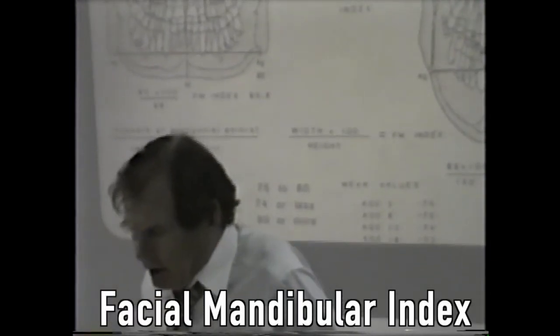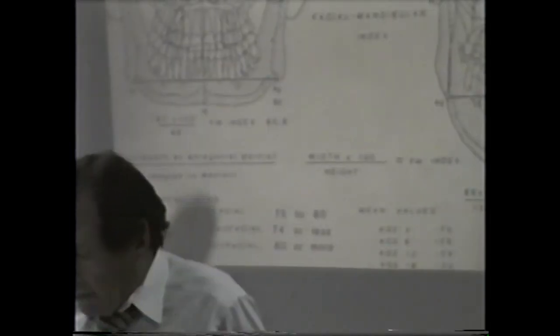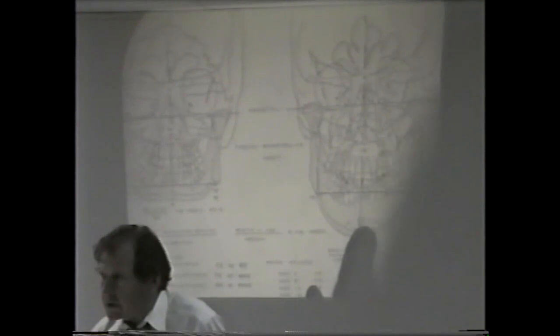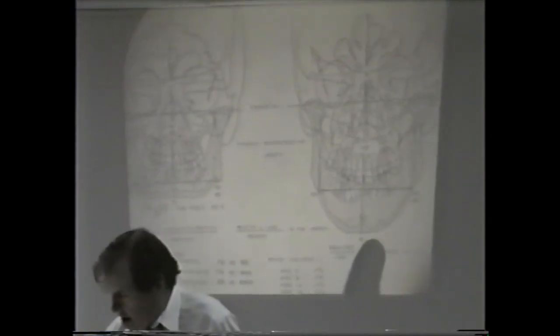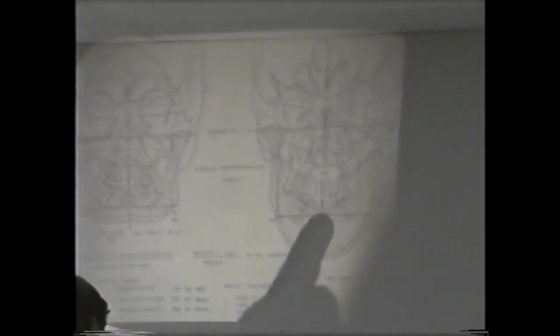We can take the width times 100 divided by the height, and that will give us a facial mandibular index. Now here's the skull up there labeled Adam. The skull bulcus is up at Troon. Both of them are class 1s. This one, however, is dolichofacial, this is brachyfacial.